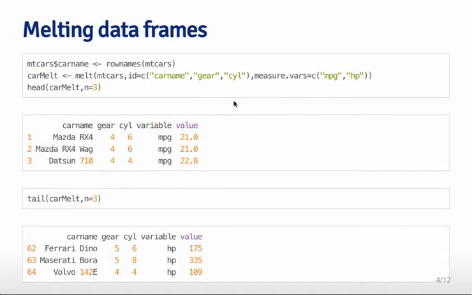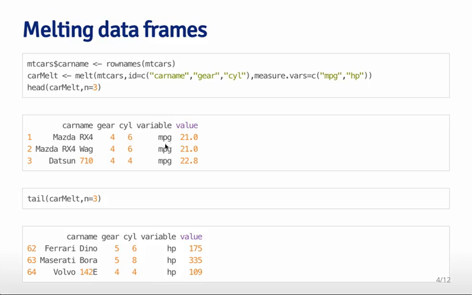So the first thing that we can do is we can melt the data set. When we're melting a data set, we're going to pass the data frame that we have, mtcars, to this melt function, and we're going to tell it which of the variables are ID variables and which of the variables are measure variables. And so it's going to create a bunch of ID values. For example, it's going to create an ID value for car name, for gear, and for cylinders, because we've said those are ID variables here. And then it's going to basically melt all the rest of the values.